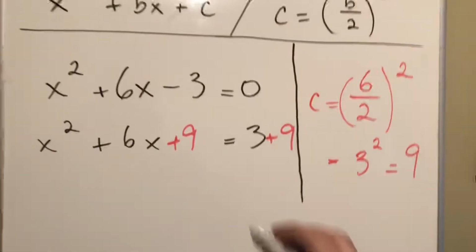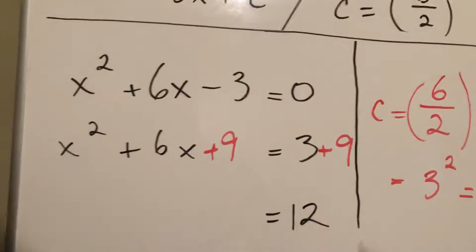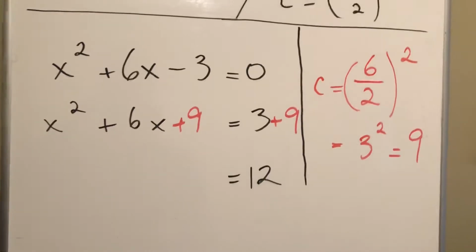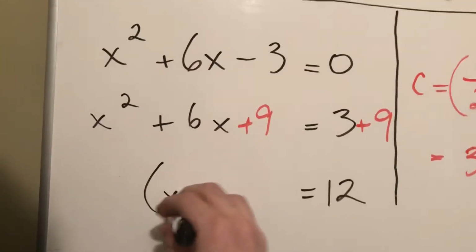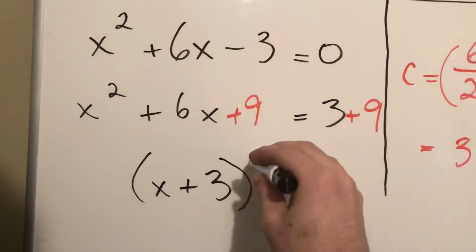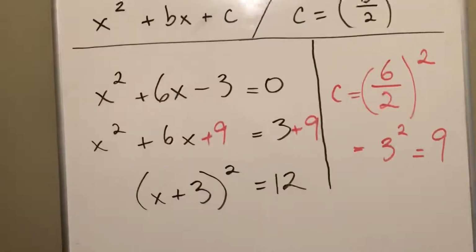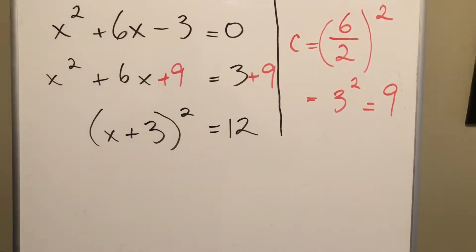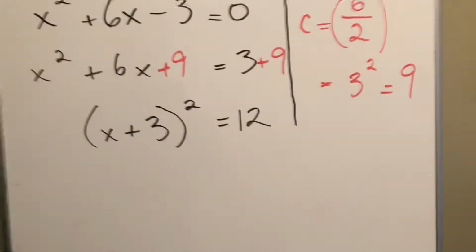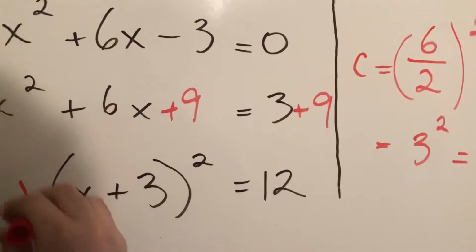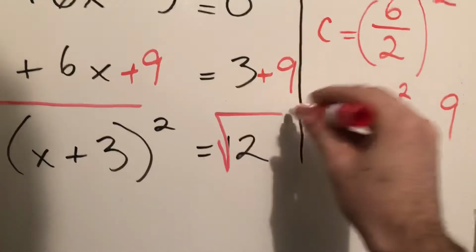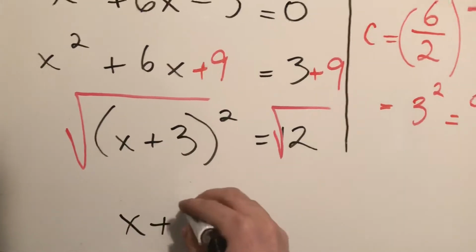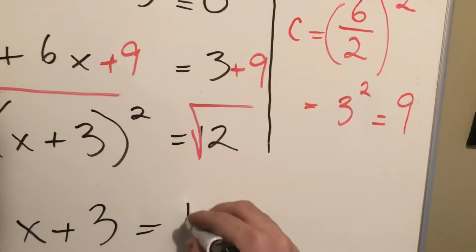On the right side, 3 plus 9 we know is 12. On the left side, this is now something that can be factored into a perfect square binomial. We see that that represents x plus 3 squared equals 12. Now to solve the rest of this, we're going to take square roots on both sides. Remember that taking a square root on both sides generates both a positive and a negative answer.